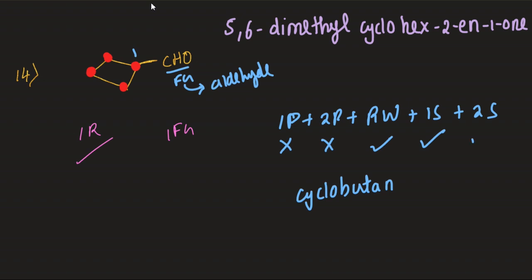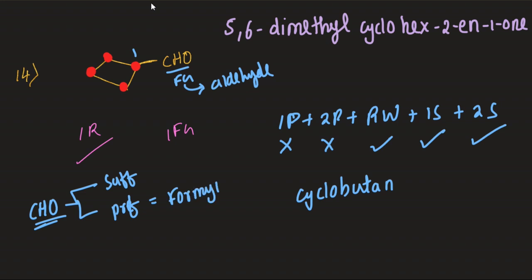Now, secondary suffix is what? Aldehyde, CHO. Whenever you get an aldehyde, check whether it is a suffix or prefix. Whenever it is a prefix, you have to use the term formyl. Whenever it is a suffix, check whether it is involved in the parent carbon chain or not. If it is involved in the parent carbon chain, you have to use the letters al. If it is not involved in the parent carbon chain, then you have to say carbaldehyde.